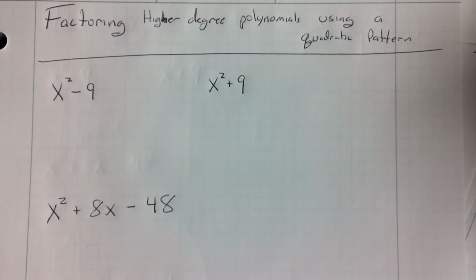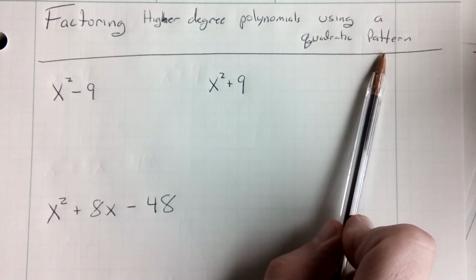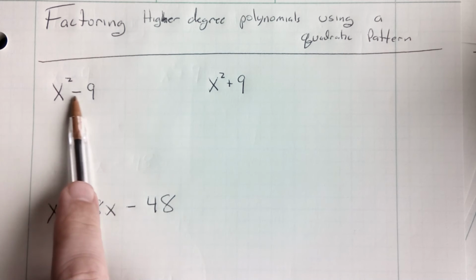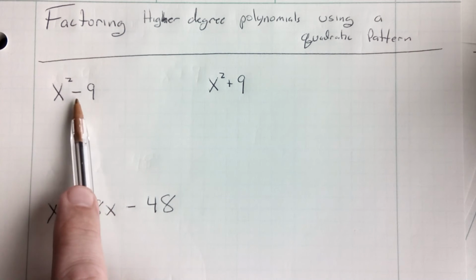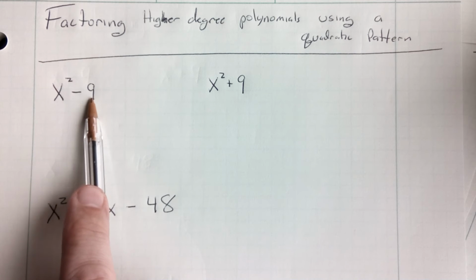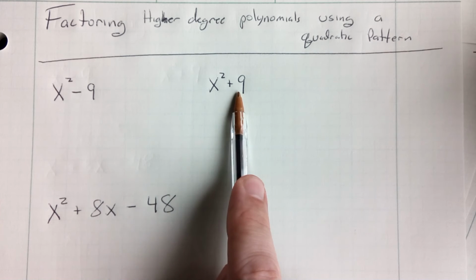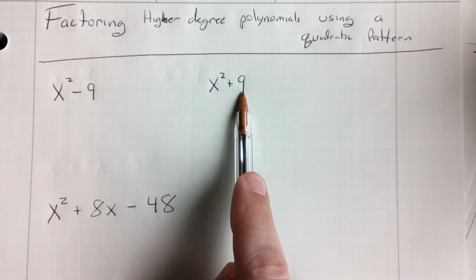Welcome. Today we're going to learn to factor higher degree polynomials, higher order polynomials, using quadratic patterns. Before we do that, I do want to reiterate the difference between the x squared minus 9, this binomial that's called the difference of two squares. The reason it's called the difference of two squares is 9 can be represented as 3 squared. This is the sum of two squares. And again, positive x squared plus 9, 9 could be represented as 3 squared.